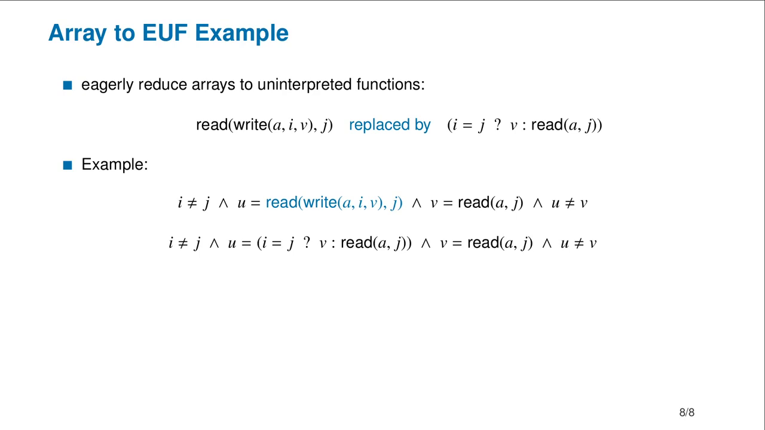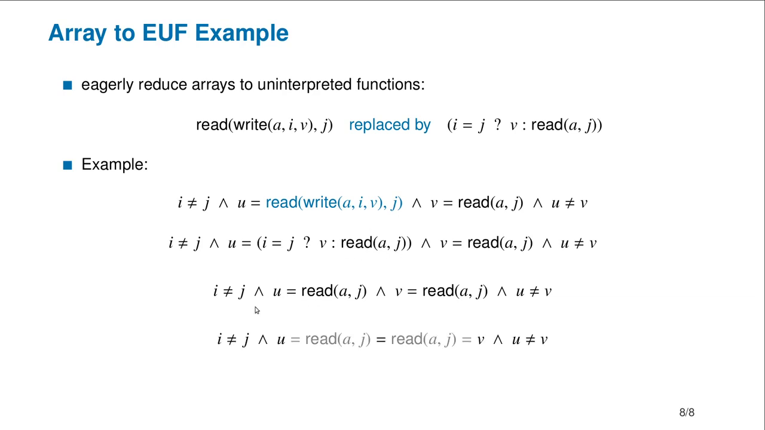Okay, but now we know that i and j are different, hence we can simplify this statement and say u is read a j, because we know that i and j are different and therefore only the else branch is of interest. Yeah, and we get this new formula where we have i is different to j, we have a definition of u, we have a definition of v, and we have furthermore a constraint that u and v are different.